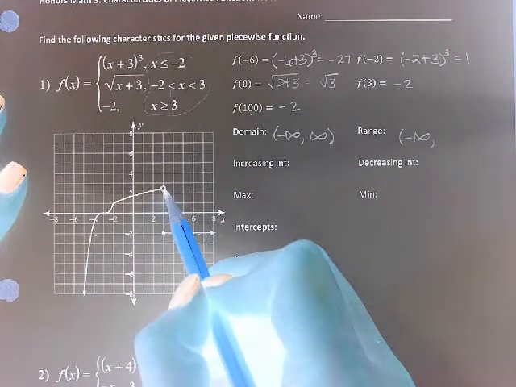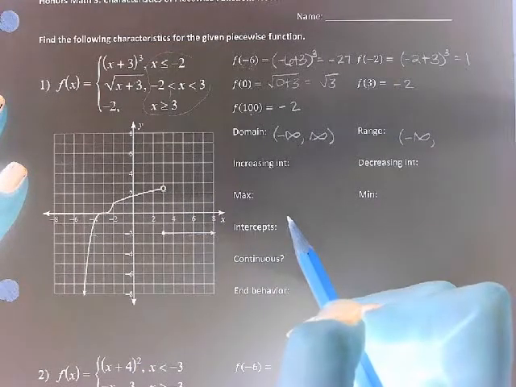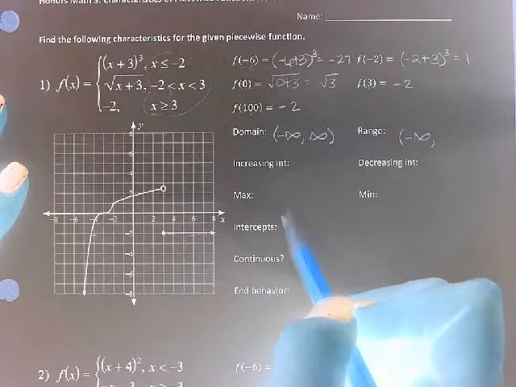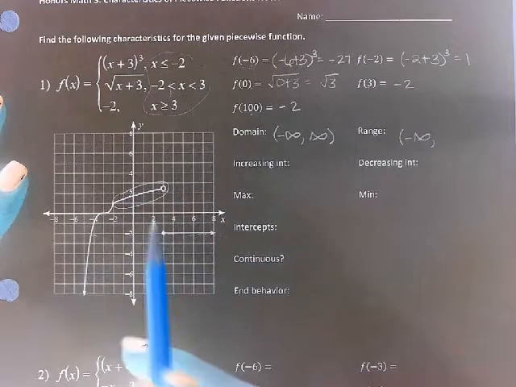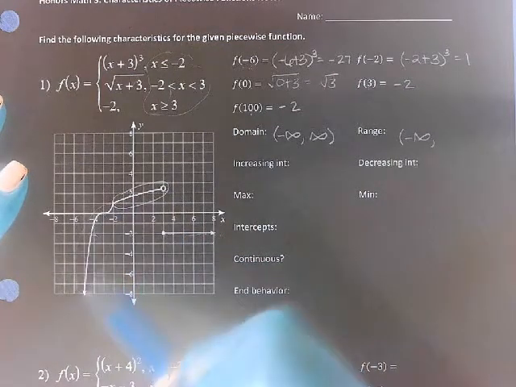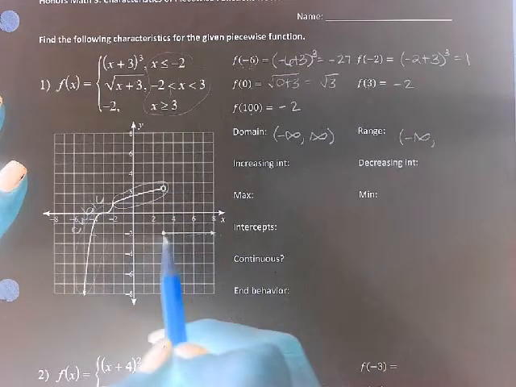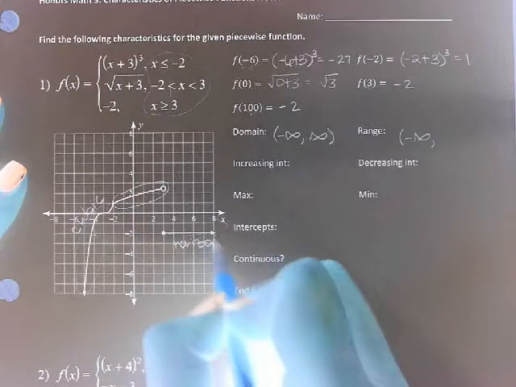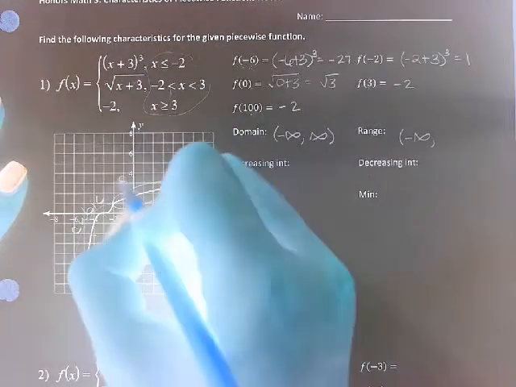Can you guys tell what piece of the graph that is? Of the 3 pieces, what piece was that supposed to be? It's the square root piece. We can kind of tell because this is the top piece, there's our cubic piece. This is our bottom piece, that's our horizontal line. And then this piece in the middle is the square root.